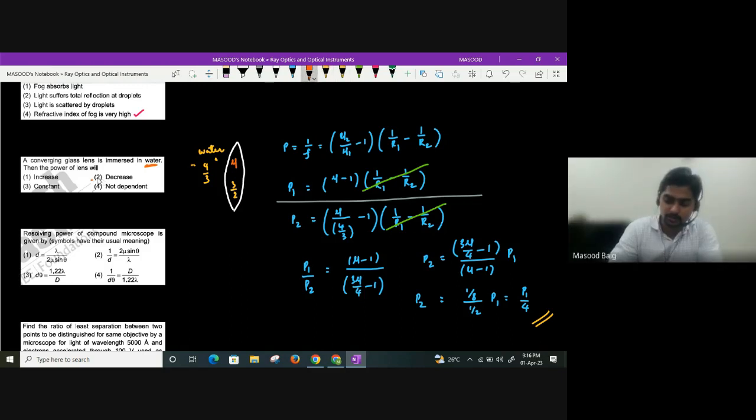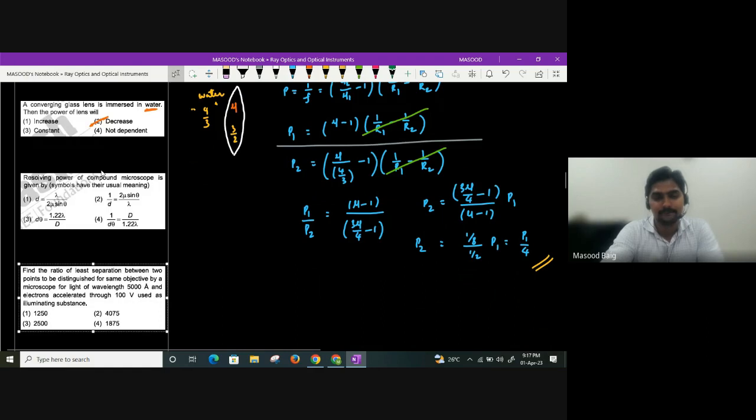So whenever you take a mirror and place it in a medium, the focal length will not change, the power will not change. But if you take a lens and place it in a medium, usually the power of the lens will decrease. Clear, all of you? Is that clear? Yes or no?